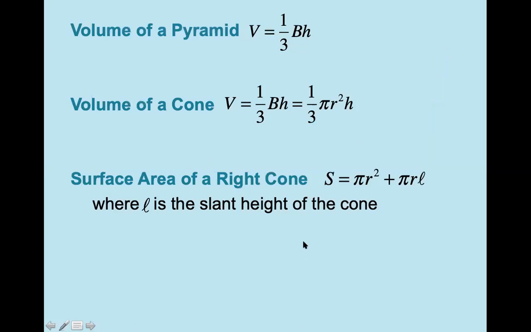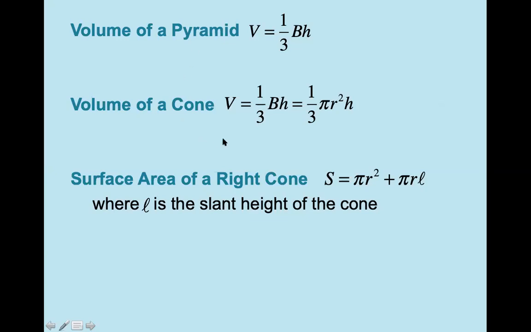We have some formulas for volume of pyramids and cones. If you had a prism and a pyramid that had the same shaped base, and it could fit inside that prism, the volume of the pyramid would be 1/3 the volume of the prism. So the volume of a pyramid is 1/3 BH. Remember from last time, this big B represents the base area. So volume of a pyramid is 1/3 times the base area times the height.